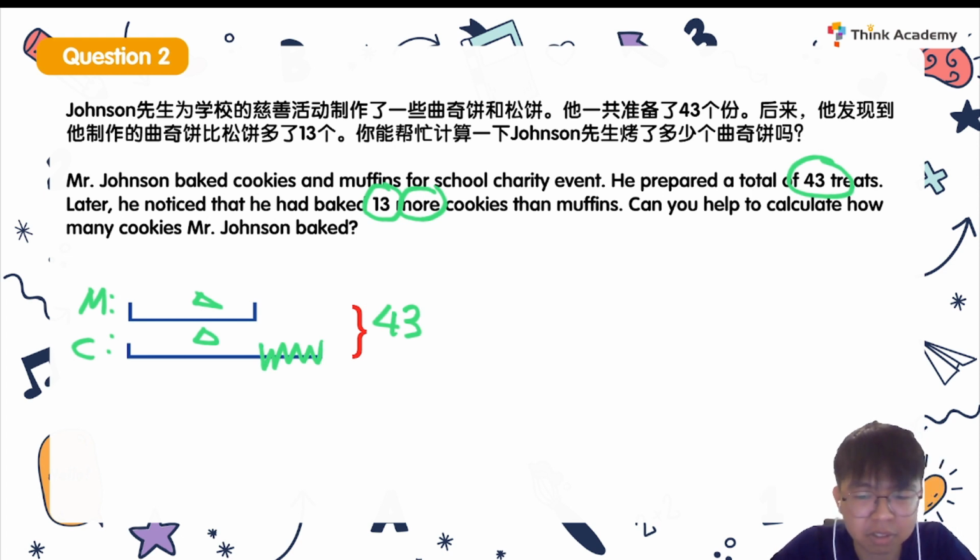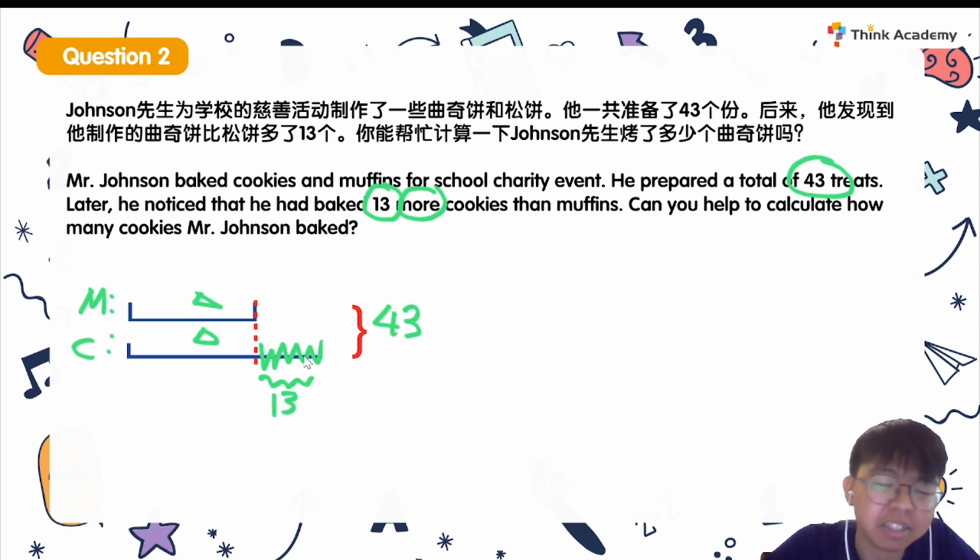So now, if we draw with a dotted line here, we can see these two will be the same. But what's the number here? Do you know this number? Yes, 13. So what does 13 mean actually here? It actually means the difference, right? This one is the sum and this one is the difference. The difference means that the cookies here have 13 more cookies than the muffins. Okay, so now how do we do it? To find the number here.